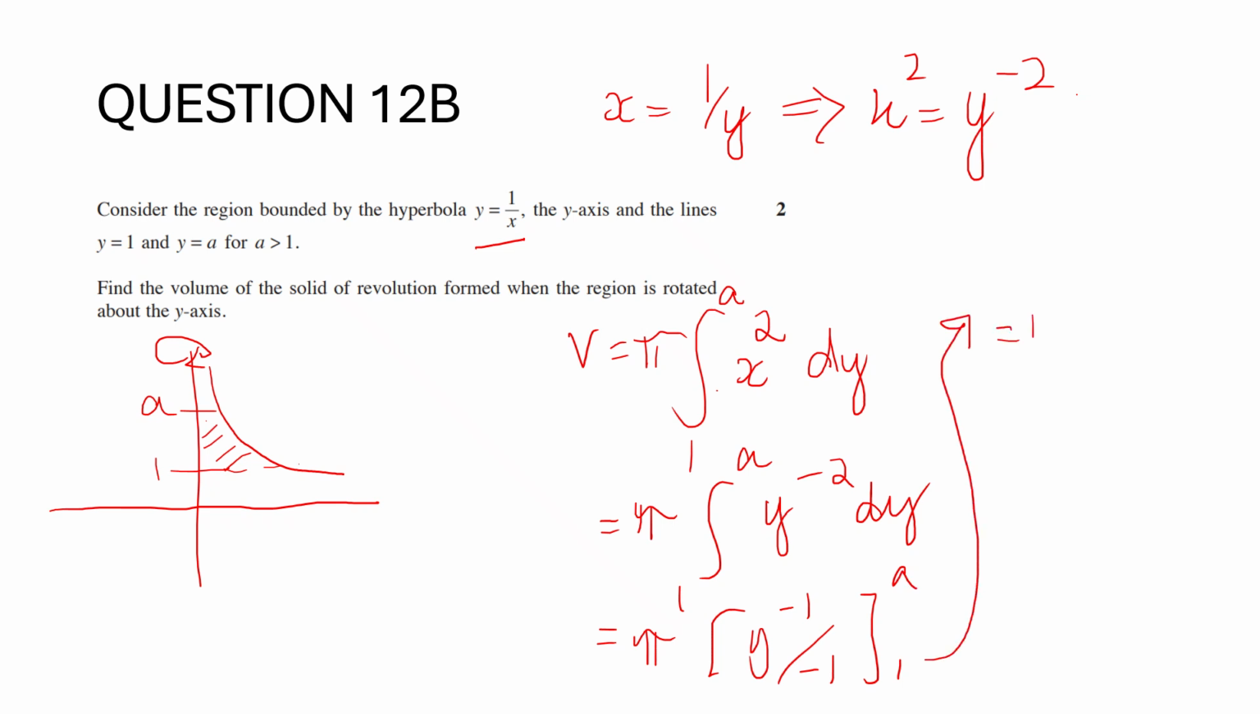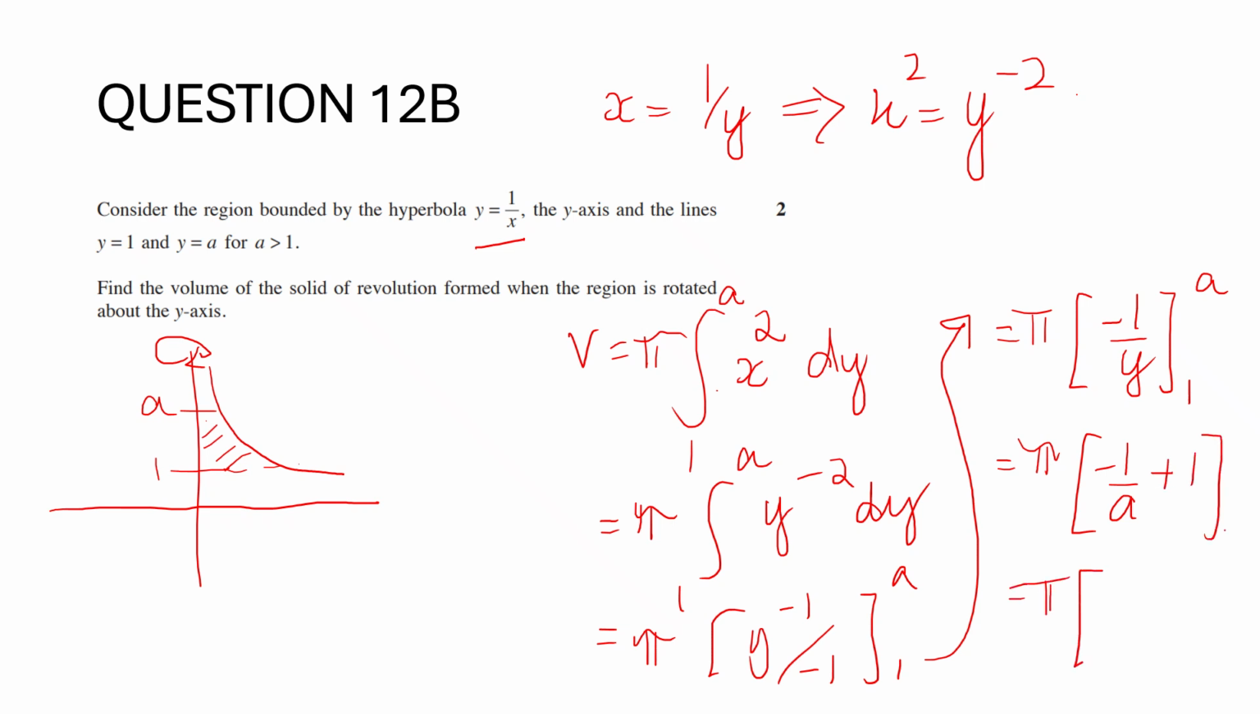equals pi. I'm going to tidy that up. What is that? That's negative 1 on y between 1 and a is equal to pi. I've got negative 1 on a plus 1 is the answer. Just going to tidy it up. Units cubed.